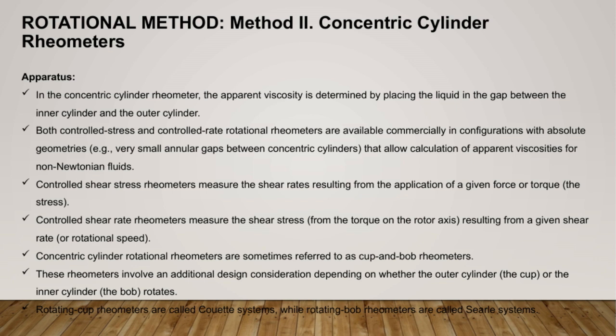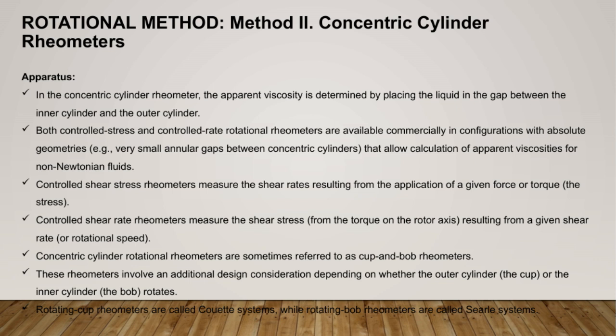Controlled shear stress rheometers work by applying a specific force or torque to generate shear, and then measuring the resulting shear rate. Conversely, controlled shear rate rheometers do the opposite. They set a particular shear rate, like a rotational speed, and then measure the shear stress that develops from that. Sometimes, these types of rheometers are called cup-and-bob rheometers because of their design. An important consideration is whether the outer cylinder, known as the cup, or the inner cylinder, called the bob, is the one that rotates. This choice influences the system's behavior and is key to the experiment's setup.